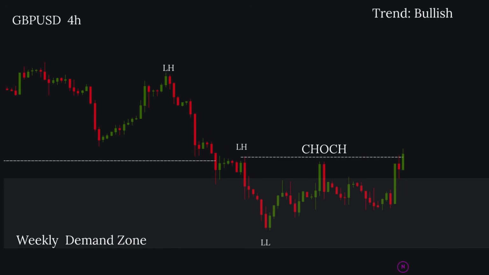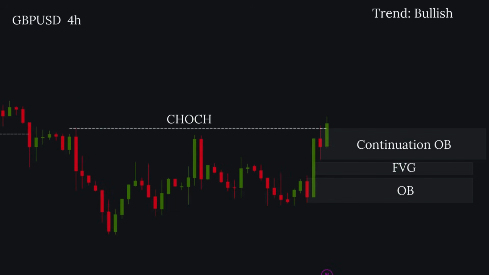Once alignment is established, we refine by marking out the key zones that could offer entry opportunities. These include fair value gaps, order blocks, and even breaker blocks, areas where price is most likely to react and give us high probability setups.